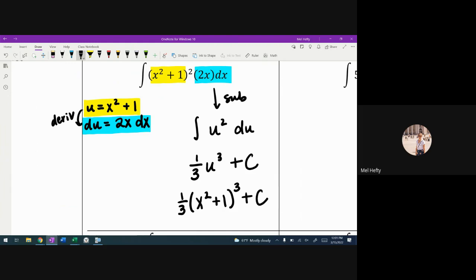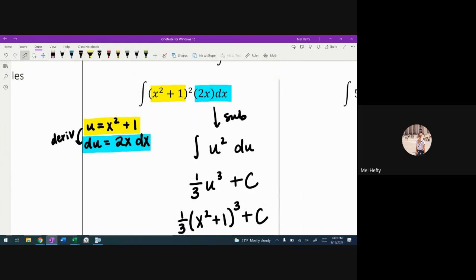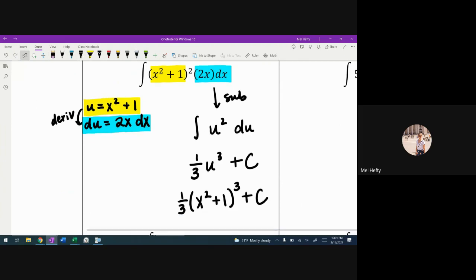What do you mean the normal way? A normal, if you wanted to solve this with methods that you knew before, what you would have to do is probably square this out. So x squared plus 1 times x squared plus 1, then distribute in the 2x and then integrate. It would be a lot of happenings. So this is definitely going to get us places that we could not integrate before.